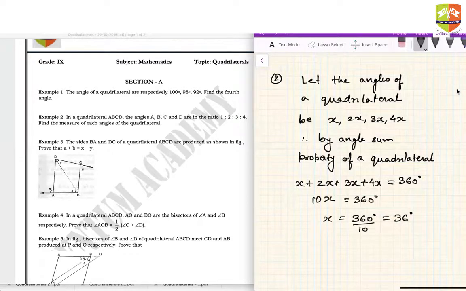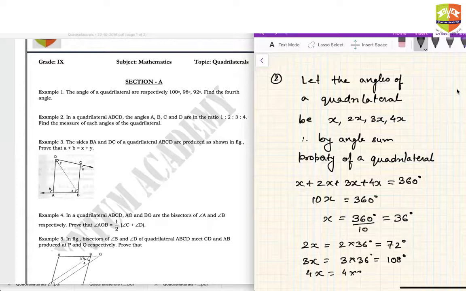Okay, so x is 36, then 2x, the second angle, will be equal to 2 into 36 degrees, which is equal to 72 degrees. 3x is 3 into 36 degrees, which is equal to 108 degrees. And 4x is equal to 4 into 36, which is equal to 144 degrees. And to check, if you add all of them, you'll get 360 degrees. Okay, this is question number 2. All clear? Anyone has any doubt, please, you can talk to me through chat. Okay, next. Yep.